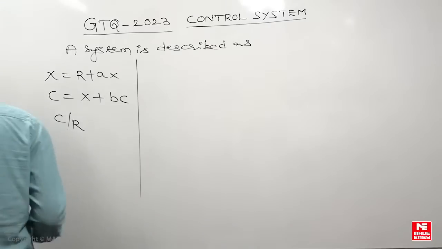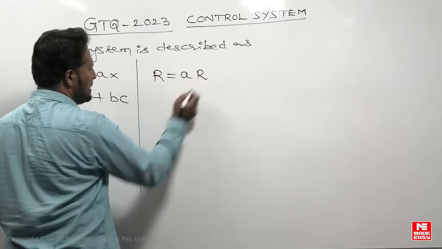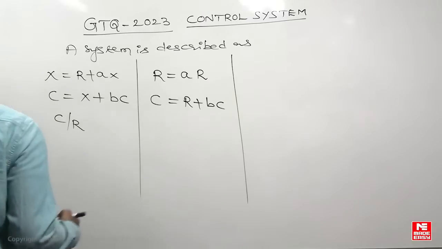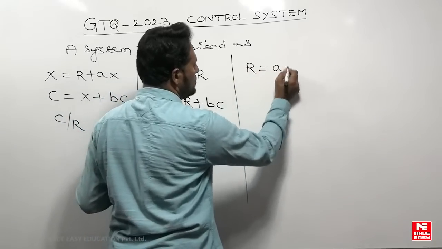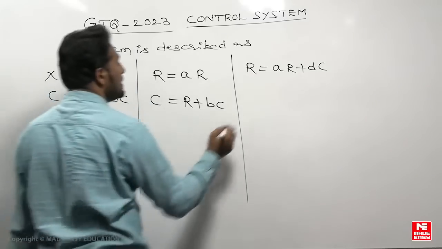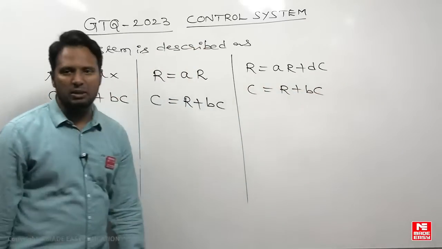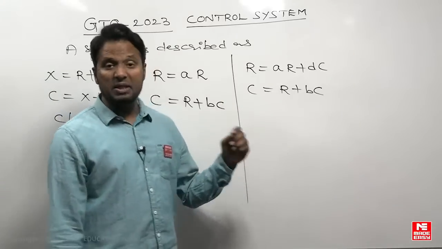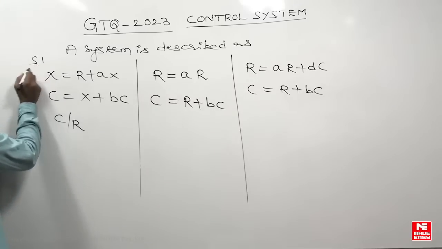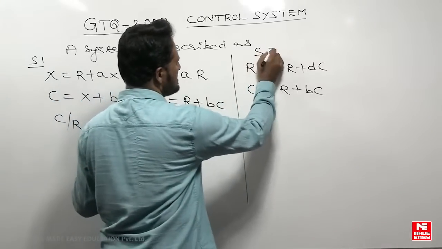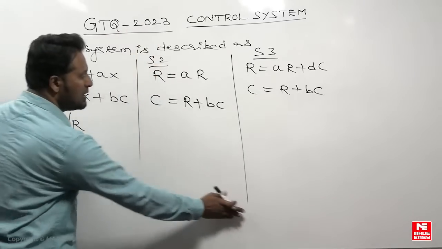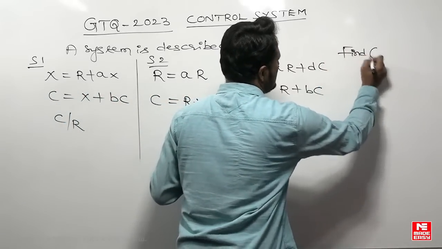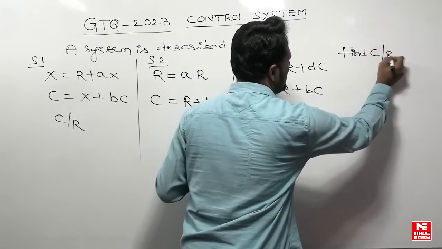This is one representation. Another: R is equal to AR, C is equal to R plus BC. Third representation. Fourth representation: R is equal to AR plus DC, C is equal to R plus BC. Three different representations. This is one system, this is the second system, this is the third system. These are three different systems, and the question in all of them is the same: to find C by R. From all these three systems, you are asked to find C by R.